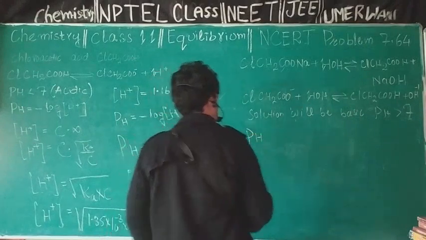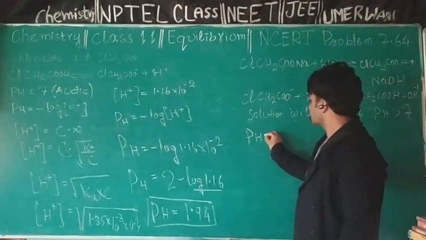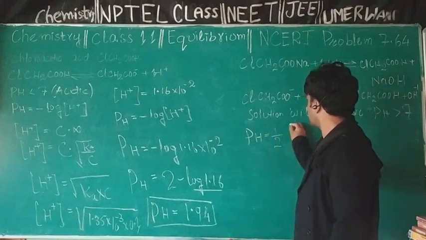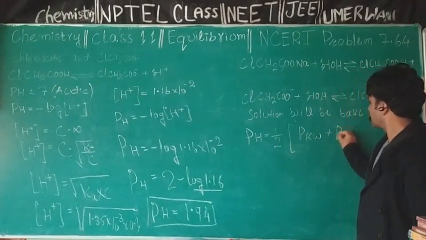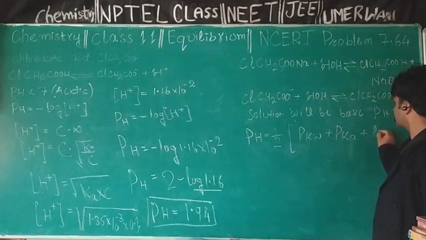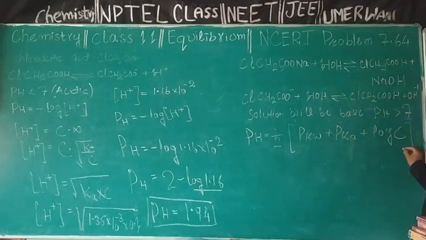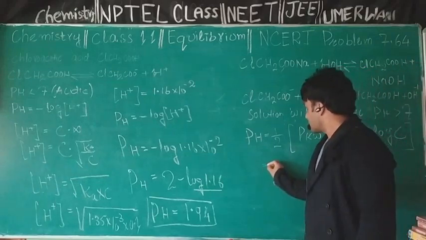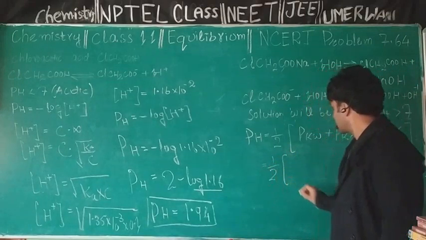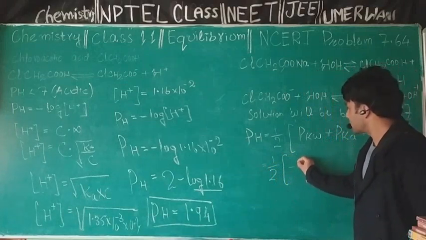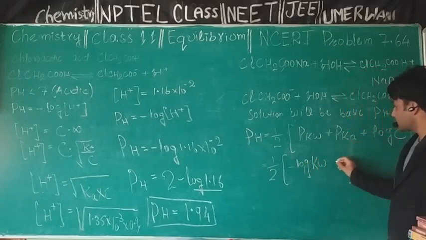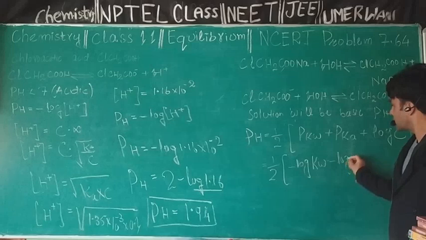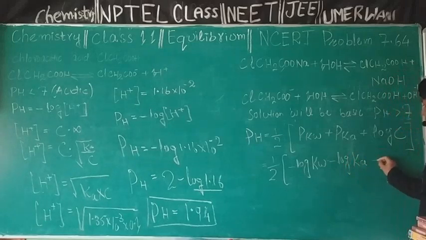Its pH will be equal to 1/2 of pKw plus pKa plus log of C. C is the molar concentration. This is equal to 1/2 of pKw, which we can write as minus log of Kw, and pKa, which we can write as minus log of Ka, and this we will write as log of C.